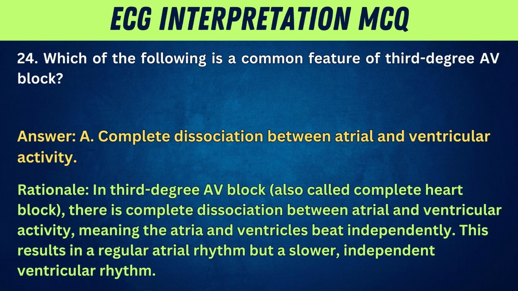Rationale: in third-degree AV block, also called complete heart block, there is complete dissociation between atrial and ventricular activity, meaning the atria and ventricles beat independently. This results in a regular atrial rhythm but a slower, independent ventricular rhythm.